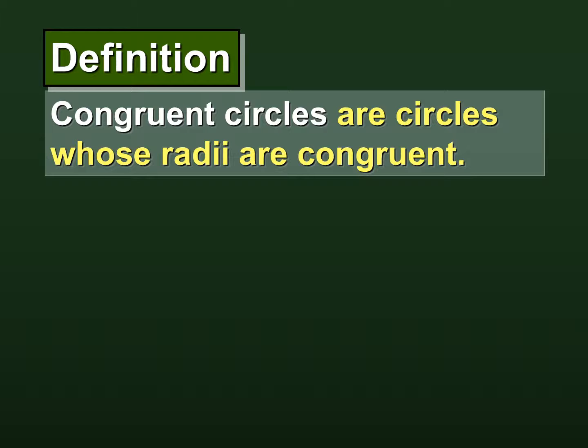All right, so now that we reviewed parts of a circle, let's go ahead and talk about what makes 2 circles congruent. So congruent means they have the same measure. So congruent circles are circles whose radii are congruent. So as long as 2 circles have the same measure of radii, that means their radii are congruent, and then that means that those 2 circles are congruent.